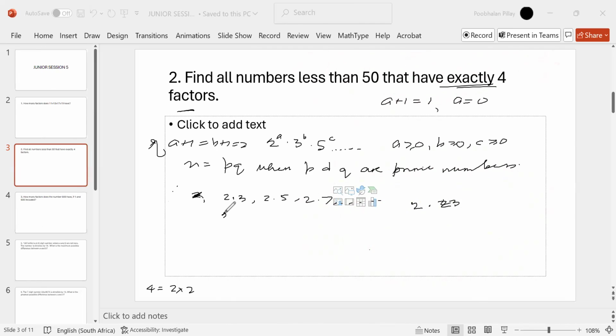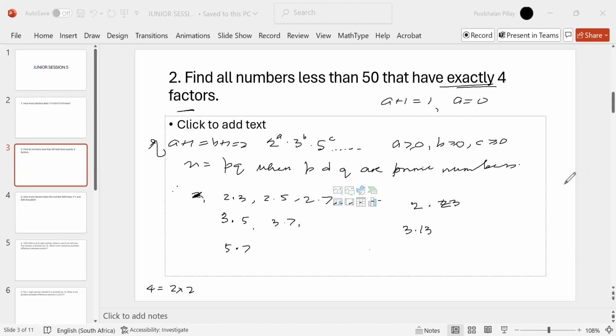Or you could have 3 times 5 or 3 times 7. And how far can you go? You can't go to 3 times 17 because that is 51. Right? So you can only go up to 3 times 13, and so on. If you take 5 now, you can have 5 times 7, but that's it. You can't go to 5 times 11. That doesn't work. So this gives you all the possibilities.